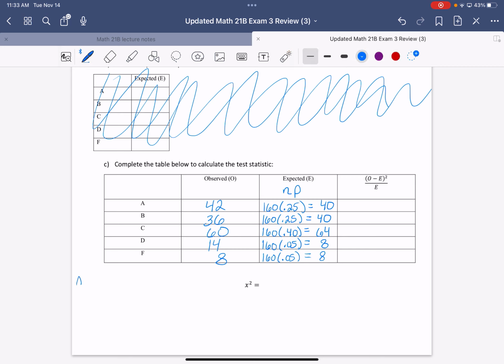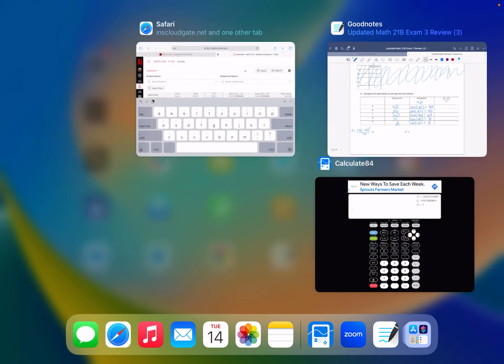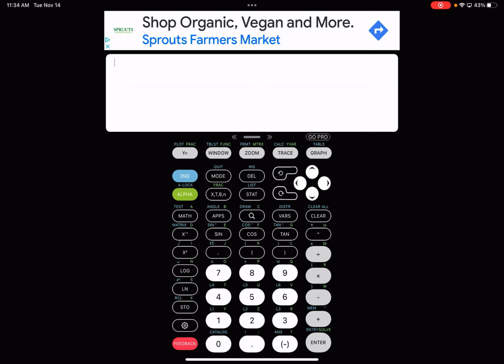So for the A's, the observed was 42 minus the expected, which was 40, quantity squared, all over the expected, which was, again, 40. Feel free to plug that into your calculators. I'm not going to do it for all of them, but I'll do it for one of them.